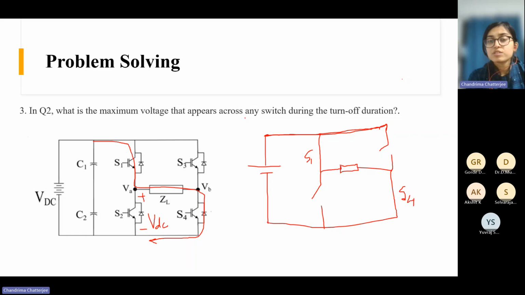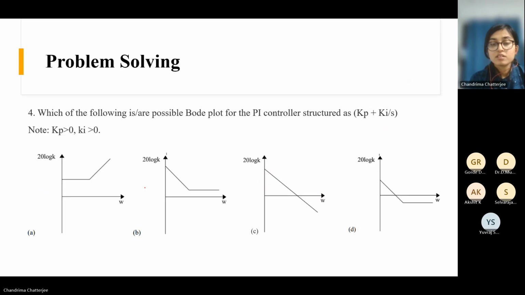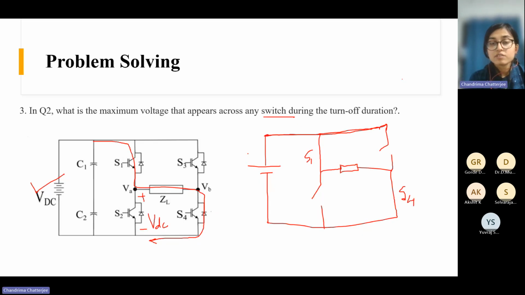So any switch which is not on will have to block a voltage equal to VDC, that is 300 volt. While choosing the switches, their breakdown voltage should be greater than VDC, the DC link voltage. So the answer will be 300 volt. Whatever the VDC value is, that is the voltage they will have to withstand.